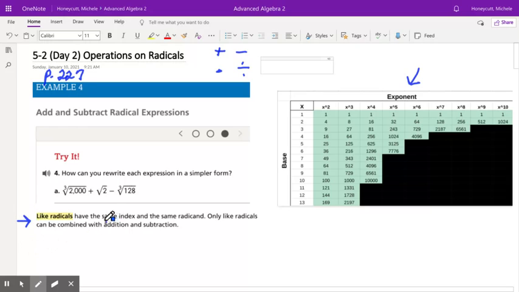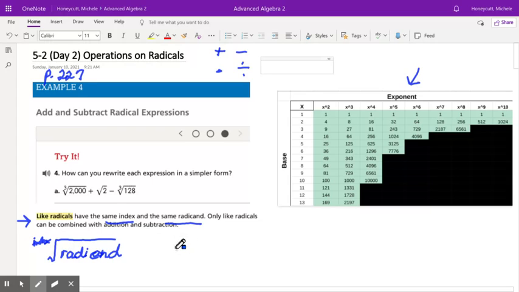Like radicals have the same index and the same radicand. So only like radicals can be combined with addition and subtraction. If you forgot what those parts are called, the index is whatever root it is. And then the radicand is the number that's under the radical.